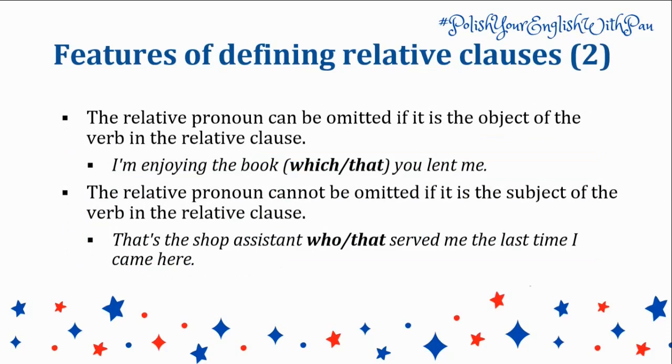The relative pronoun can be omitted in a defining relative clause if it is the object of the verb in the relative clause. So you can say, I'm enjoying the book which you lent me, I'm enjoying the book that you lent me, or I'm enjoying the book you lent me. The relative pronoun can be omitted if it is the subject of the verb in the relative clause. That's the shop assistant who served me the last time I came here.